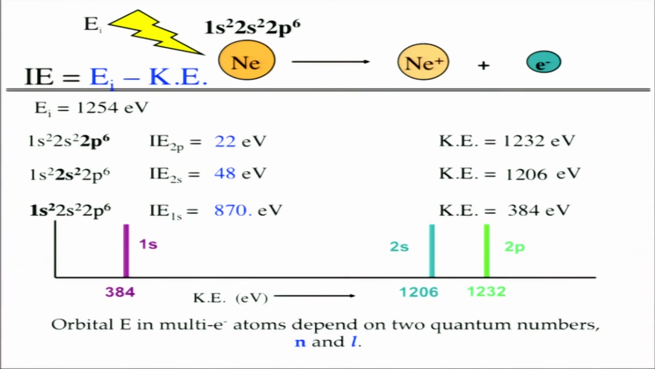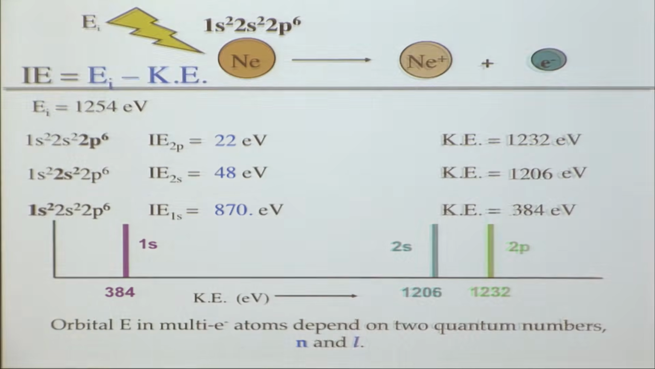All right, so this is how you measure it. And again, this is a multi-electron system. And so then the energy is going to depend on the 2 quantum numbers. It depends on L and N. It matters what specific orbital you're talking about.